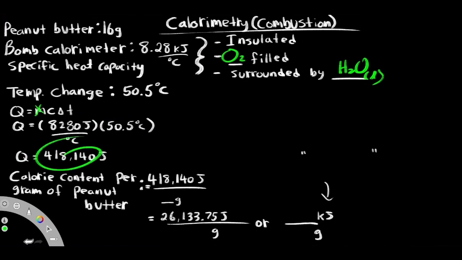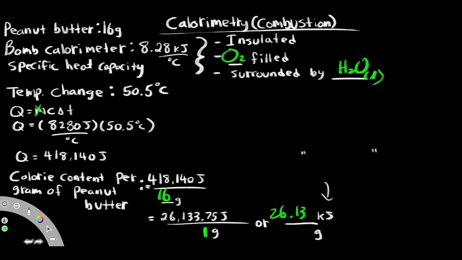Well, where did this come from? Do you think it just came from nowhere? No, it came from the peanut butter. Well, how many grams of peanut butter do we have? We have 16 grams. So if we want to find the calorie content per gram of this peanut butter, we just take the energy that came from the combustion of peanut butter divided by the number of grams of peanut butter that we have in the sample. So if 1 gram of peanut butter releases this much joules, we can just change this to 26.13 kilojoules.